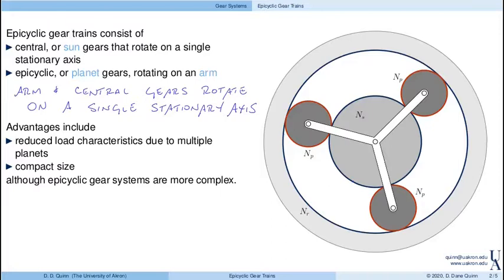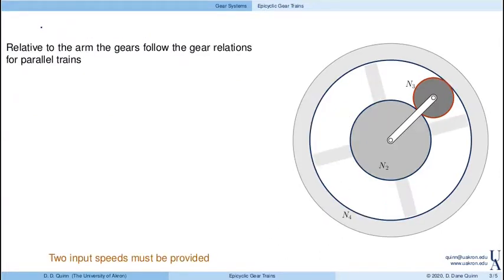Now, one of the disadvantages, as you may notice here, is that they're complicated. Right? They have lots of moving parts, multiple points of contact. So they can be more complex to design and analyze. One simplifying feature of these epicyclic gear trains is that multiple planets are, at least kinematically, identical to systems with a single planet.